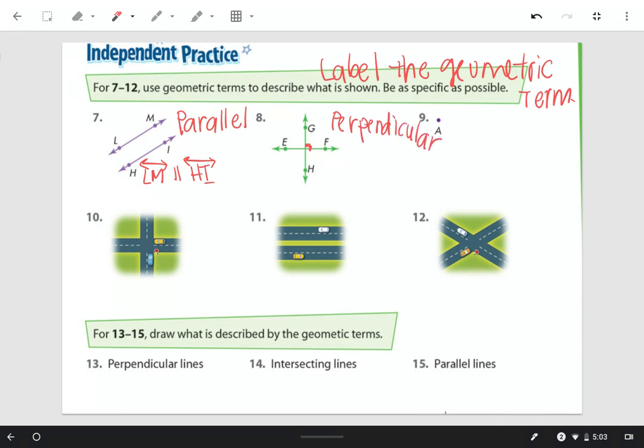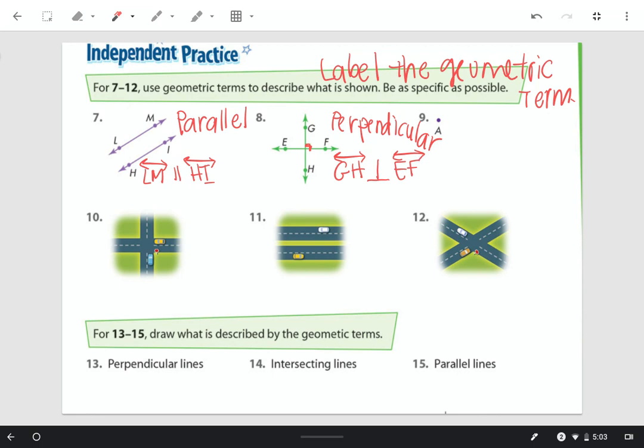Okay, so perpendicular. Now I need to label them. So I have line GH. And if I go back to my math notebook, I know that the symbol for perpendicular, or the label, is an upside down capital T. So GH is perpendicular to line EF.